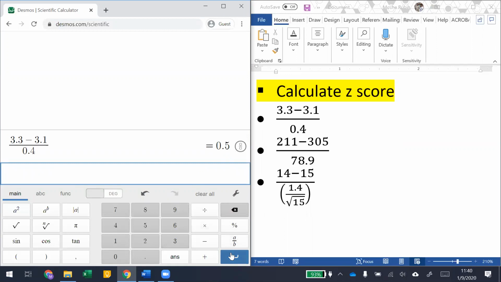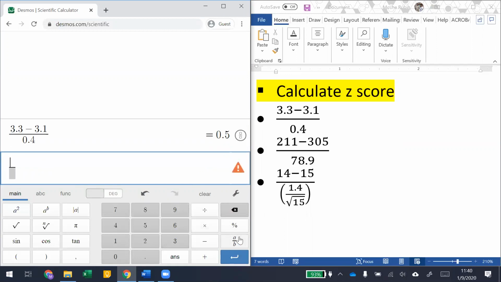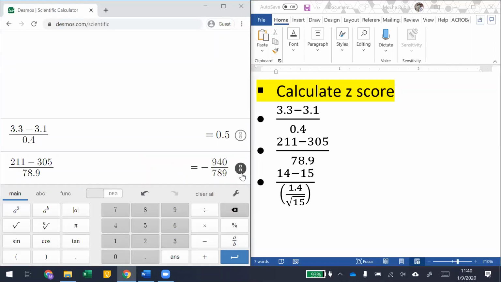Right, this next one is very similar, just with larger numbers. So I'll copy it exactly how it shows up, 211 minus 305 divided by 78.9. And I get my z-score, which can also be a fraction or not, right? And this time it's negative, which happens a lot when this number here is less than the mean, right? And this does look like a small number compared to the mean of 305. So I get a negative z-score.